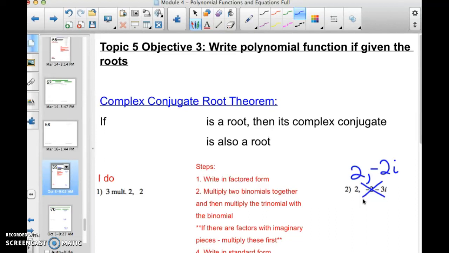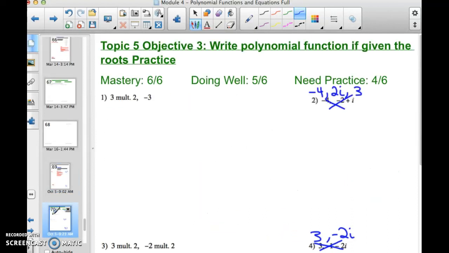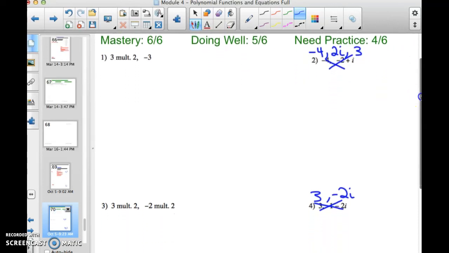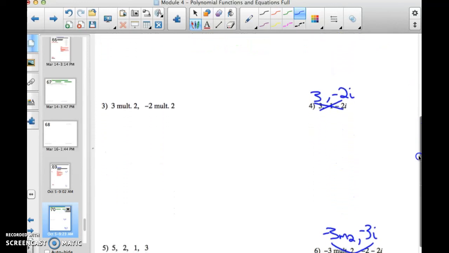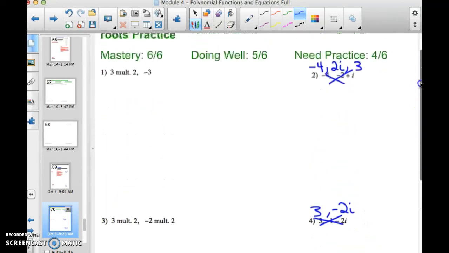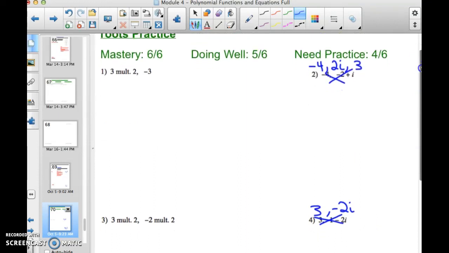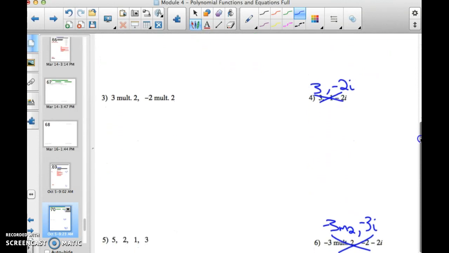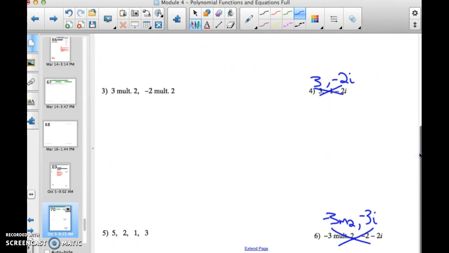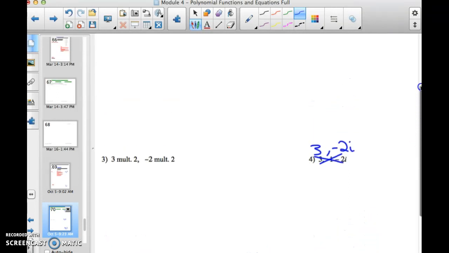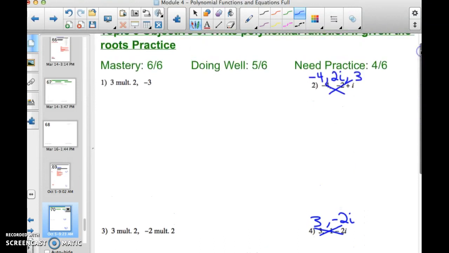Actually, in the spirit of doing that, if you would turn to the next page for your practice, I needed to change some things as well. So would you change number 2, number 4, and number 6 to what I have written in blue? Number 2 should be the solutions -4, 2i, and 3. Number 4 should be the solutions 3 and -2i. And number 6 should be the solutions -3 with a multiplicity of 2 and then -3i. So please cross out the ones that are given to you and write what's in blue instead. That's what you're going to be solving.